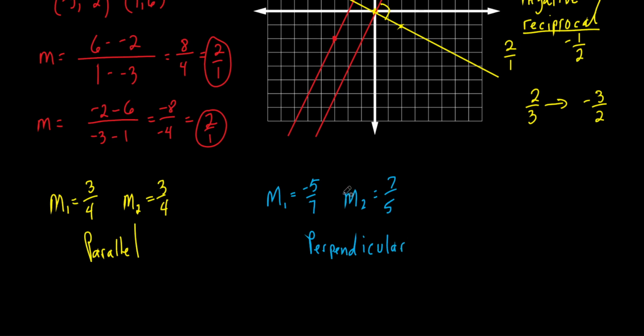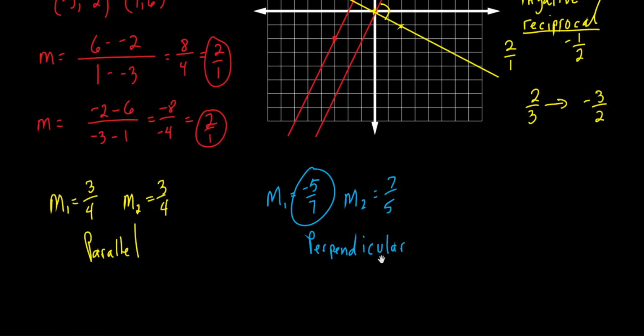How do I know that they're perpendicular? Because what did I do with that? I flipped it. I took the negative reciprocal. Good. I flipped it and I changed the sign. Correct? See, they're different signs and they're flipped. That means they're negative reciprocals. So they must be perpendicular.